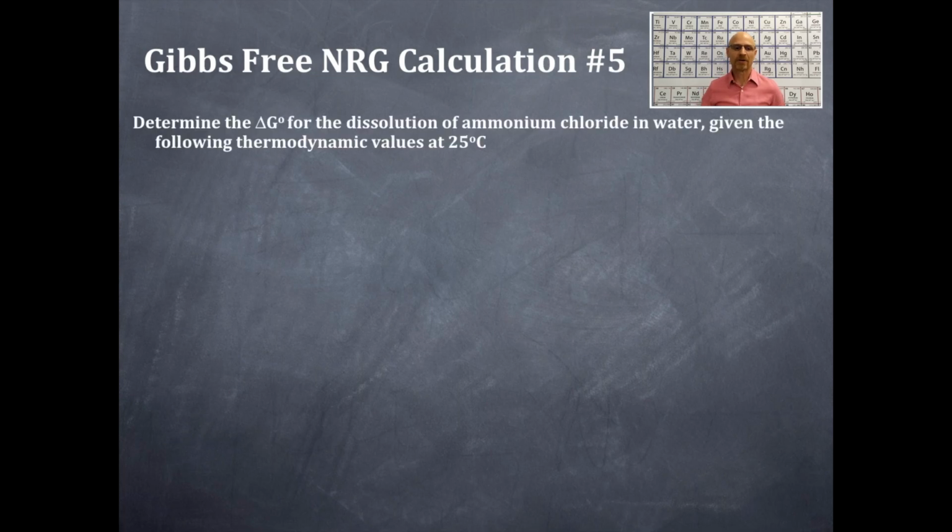Alright, we're going to determine the delta G naught for the dissolution of ammonium chloride in water, given the following thermodynamic values at 25 degrees Celsius, that's 298 Kelvin.